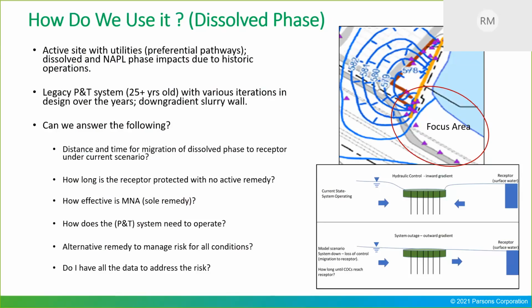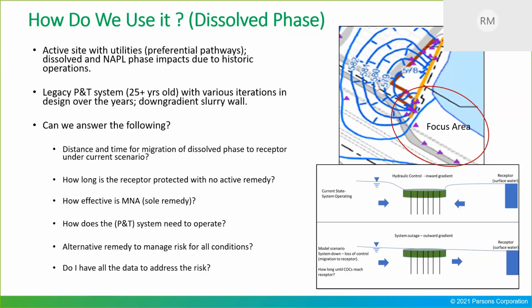If you see the conceptual model here, what we are trying to show is that when the pump and treat system is in operation, you can see the inward gradient. That is, the dissolved phase and NAPL phase are being contained within the system. And when there is a loss of control, when the system is down, then we can see an outward gradient. So the use of this tool is basically to evaluate the risks when the system is off. And this kind of system is a legacy system, as mentioned previously.